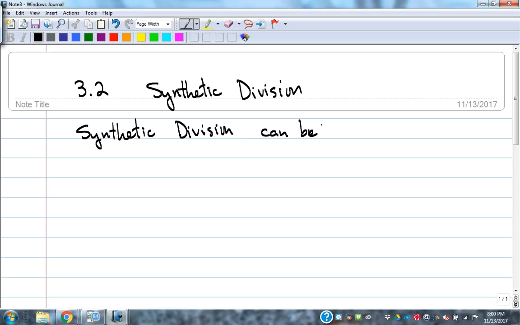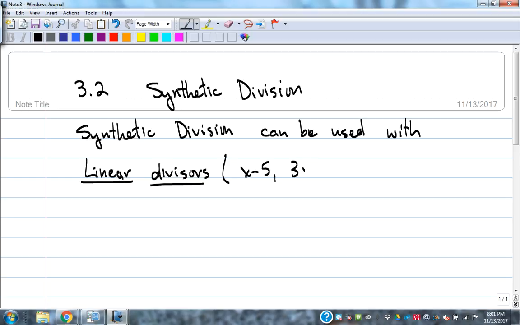can be used with linear divisors. Linear divisors. That means things like x minus 5, 3x plus 7, 2m minus 1. Those are linear divisors because they don't have an exponent on the variable that's bigger than 1. Those are linear divisors. If you're dividing by anything bigger than linear, then you have to use long division.